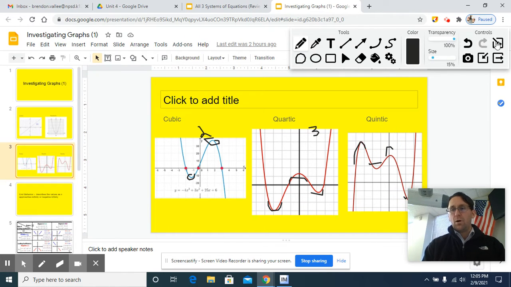Okay, so one less. So that would be the most. So quintic, the most it would be 4. Quartic, the most it would be 3. Cubic, the most it would be 2. You will see a cubic function that looks like this that has one curve. Okay, but it won't have any more than 2.